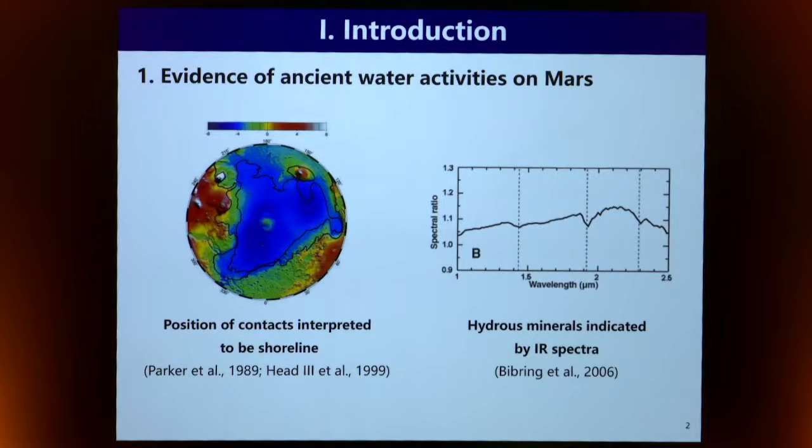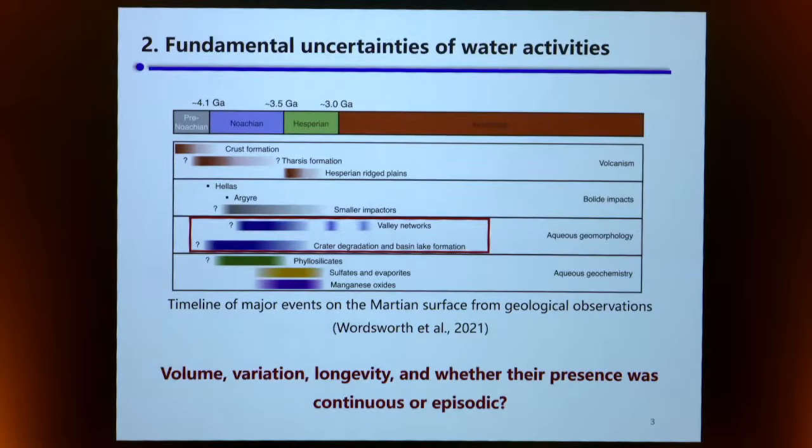So far, there is a significant body of evidence suggesting that Mars once had liquid water. For example, the positions of certain contacts on the surface are interpreted as potential ancient shorelines. Additionally, infrared spectra collected by orbiters have shown absorption features of hydrous minerals, further supporting the idea that water played a role in Mars history. Other features like ridged plains or pitted cones also support the idea of past water activity on Mars, such as valley networks and basin lake formation.